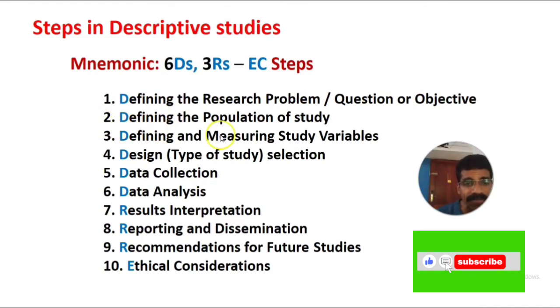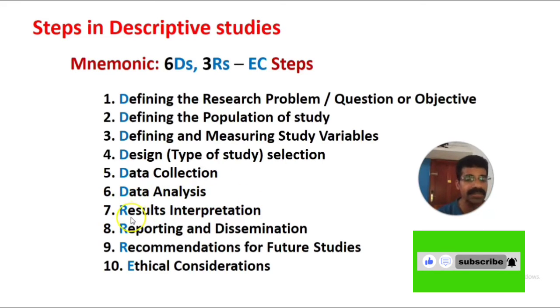Second D stands for defining the population of the study, sample of the study. Third D stands for defining and measuring the study variables. Fourth D stands for design selection, or selecting the type of the study or research design. Fifth D stands for data collection. Sixth D stands for data analysis.